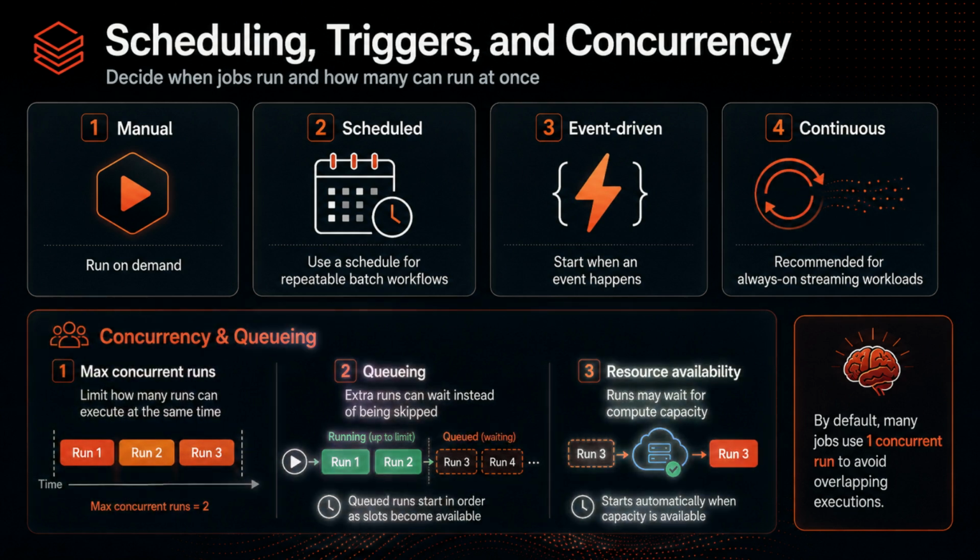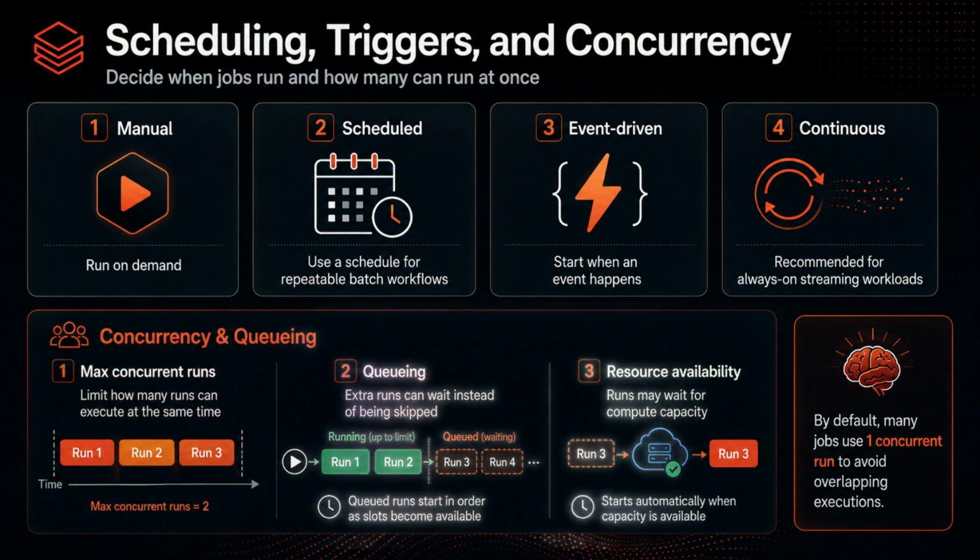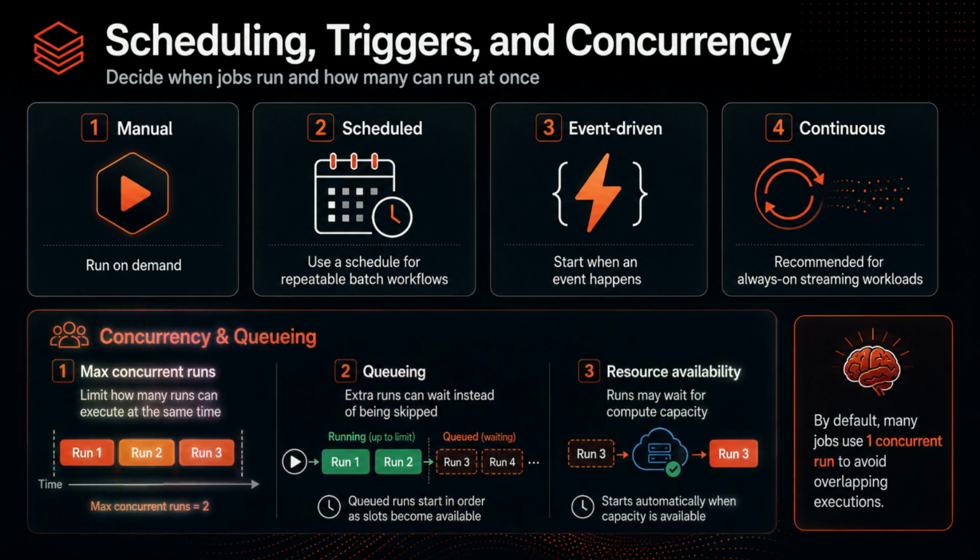Concurrency controls how many runs can execute at the same time. For example, limiting a job to one concurrent run helps avoid overlapping executions. Queuing is also important because extra runs can wait instead of being skipped. This makes production workflows safer, more predictable, and easier to manage.